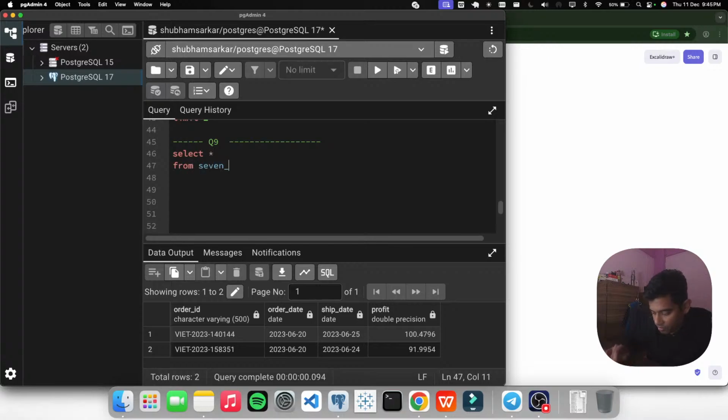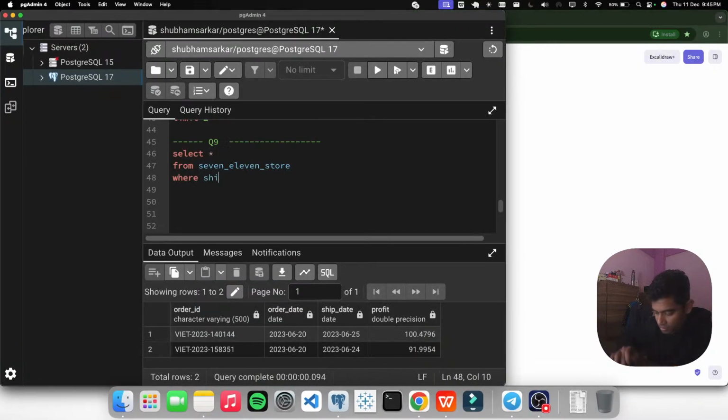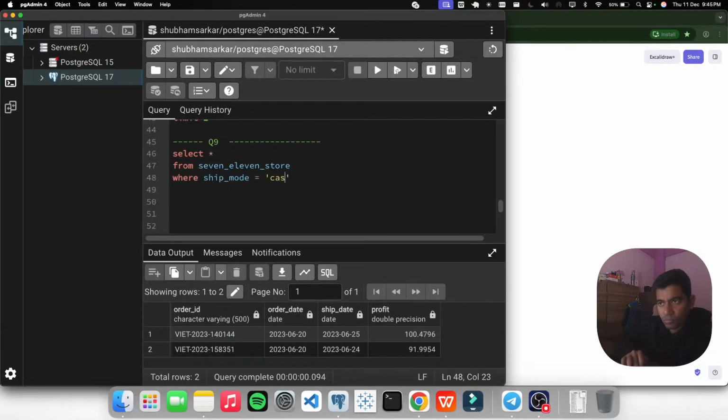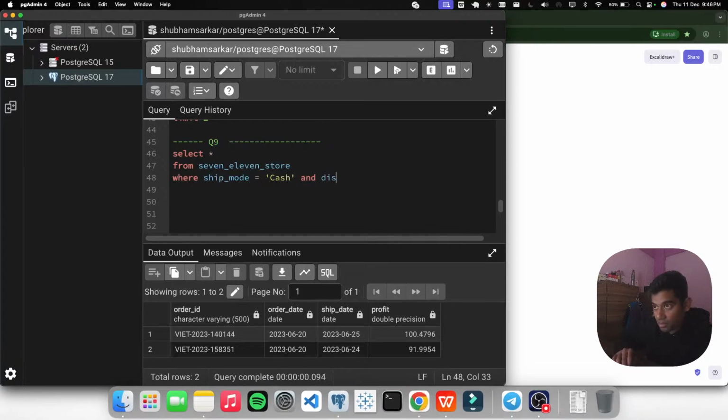Select everything from 7-Eleven store where ship mode equal to cash, and discount equal to 0, and there is one more thing: quantity can be 3 or 7.